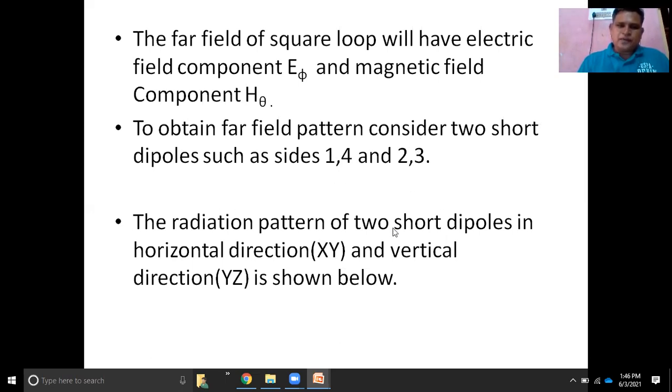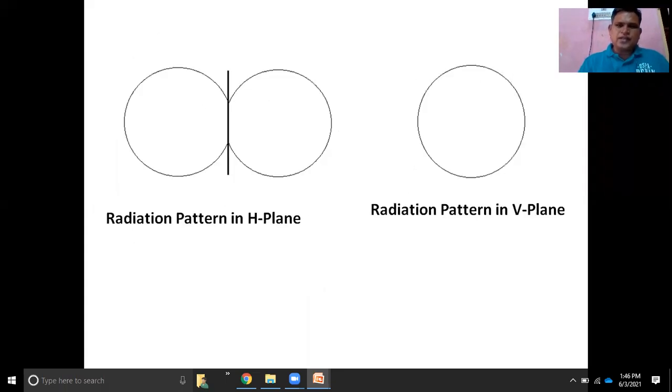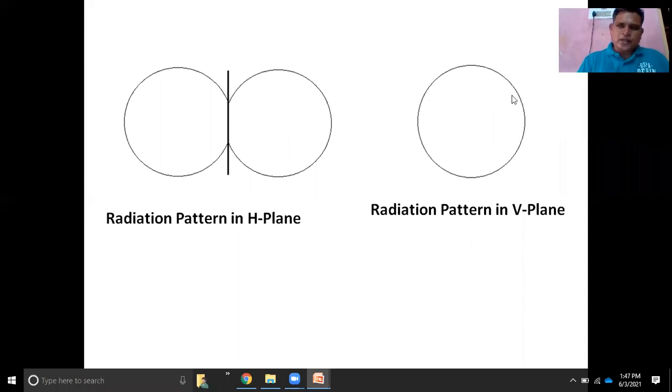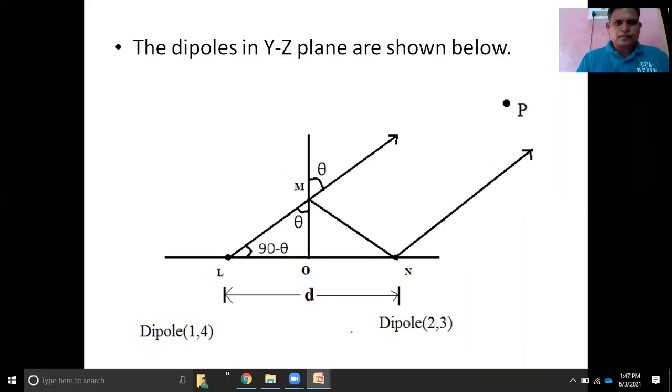The radiation pattern of two short dipoles in the horizontal XY and vertical YZ direction is given below. Here, this is the radiation pattern. The radiation pattern is like a donut shape. If you cut in a horizontal plane, we have this type of shape. If you see in the vertical plane, it's a donut type of shape. I will show how it looks practically whenever it is required.